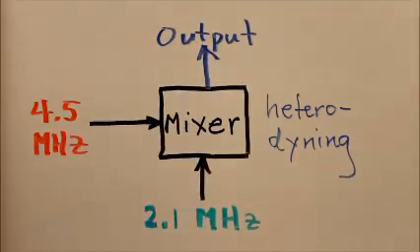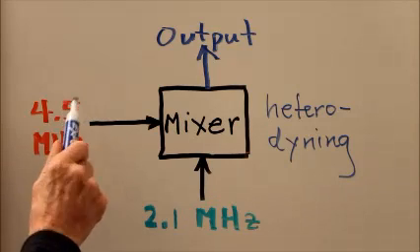Heterodyning, also known as signal mixing in radio frequency equipment like wireless transmitters, ham radio transmitters and receivers, citizens band radio, even your FM radio may have this. The phenomenon is called heterodyning or signal mixing.